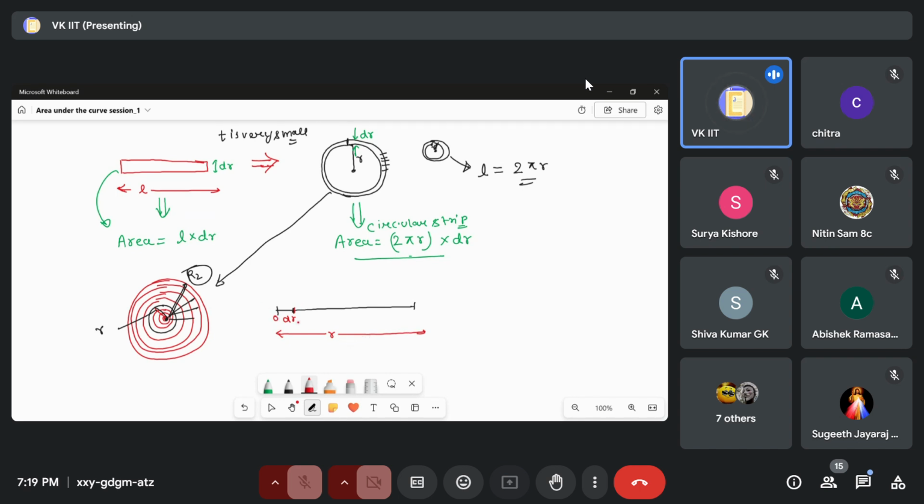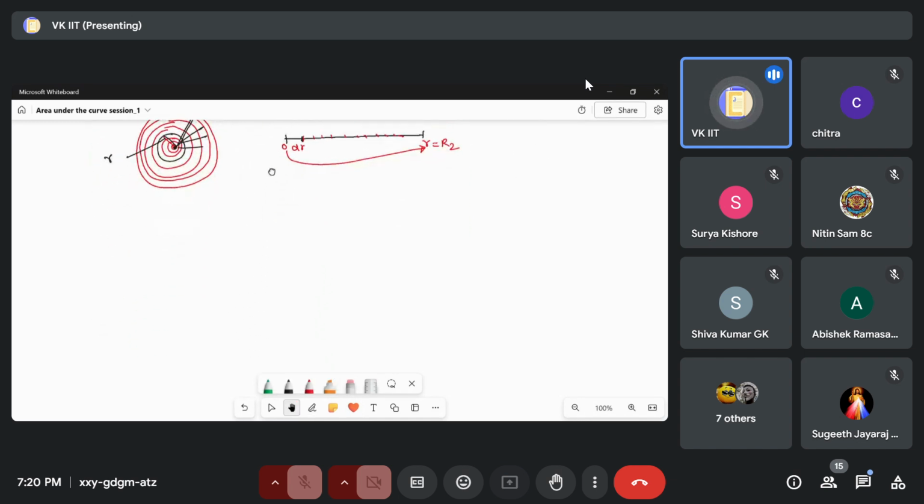Okay, from 0 to r, this is 0 to r, something like this. So you are moving from 0 to r. You have to move actually from 0 to r, which is here R2, the bigger circle. So what we will do, let's go to the smaller part, the next part here.